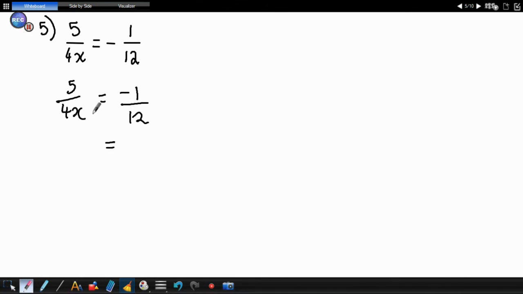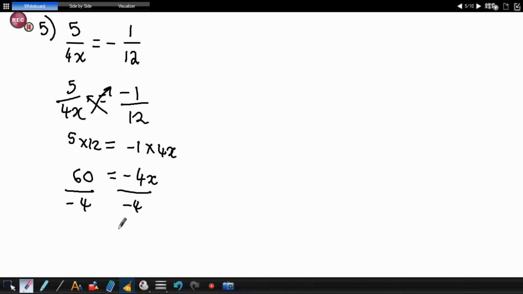So now if I cross multiply, what will I have? I'll have 5 times 12, and then I have negative 1 times 4x. This will then be negative 1 times 4x, which is negative 4x. And then on the left-hand side is 60. Now, if I divide by negative 4 on both sides so that I can get what x is, therefore x will now be equal to negative 15. And that's our answer.